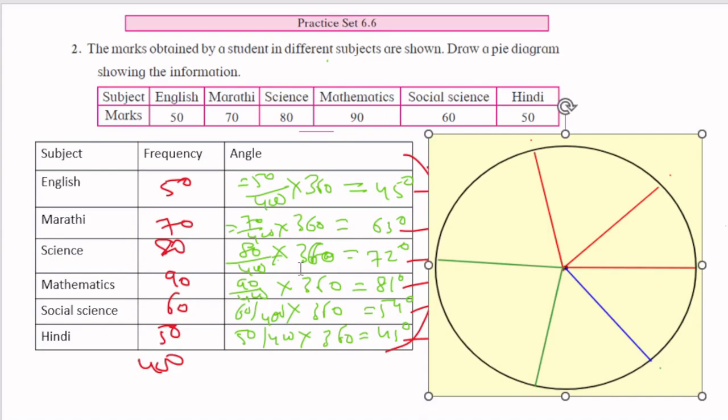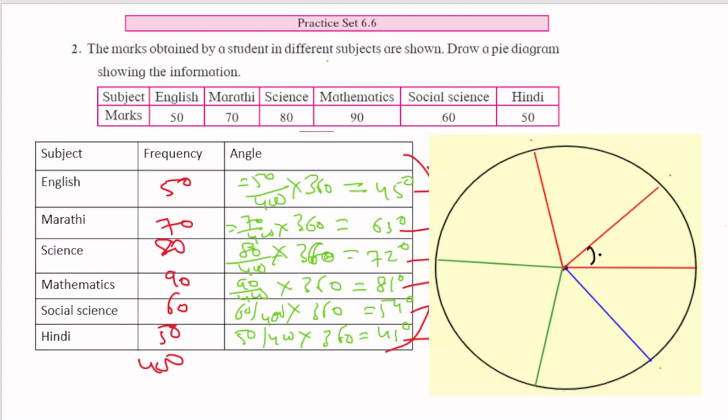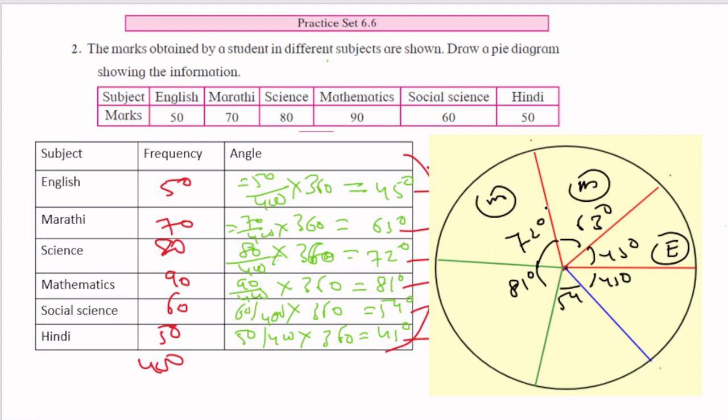Welcome back. Once you draw the diagram, it should look like a similar view. It should not be different. Maybe an inch here and there, but it should be similar. Then your answer is correct. So this will be your 45, 63, 72, 81 degrees, 54, again 45, right? These are the subjects: English, Marathi, mathematics, no, it's science, maths, social science, and Hindi.